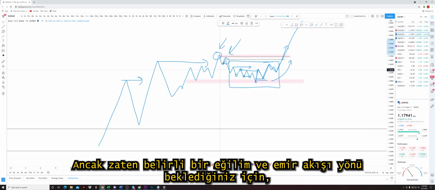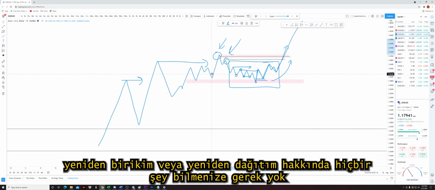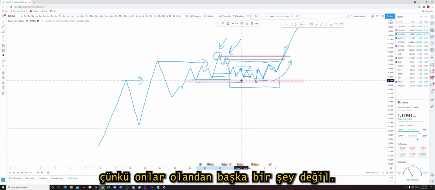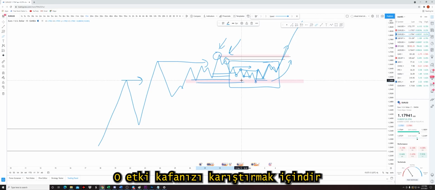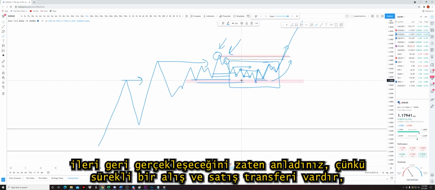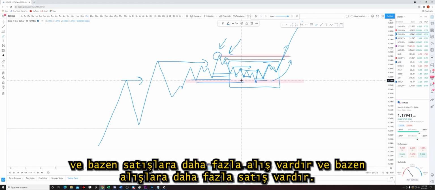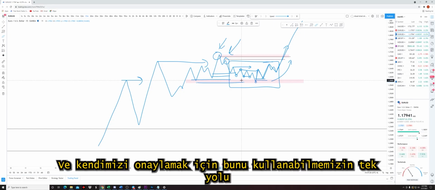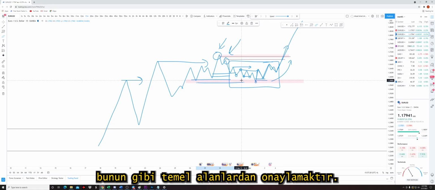that you can use to be involved in, to potentially the demand zones in here and the demand zones deeper. But because you're already anticipating a given bias and order flow direction, you don't need to know anything about reaccumulation or redistribution, because they're nothing more than influences to confuse you. Because you've already understood that Wyckoff will not only happen everywhere, but it will also happen on any time frame, back and forth, because there's a constant transfer of buys to sells. And sometimes there's more buys to sells, and sometimes there's more sells to buys.